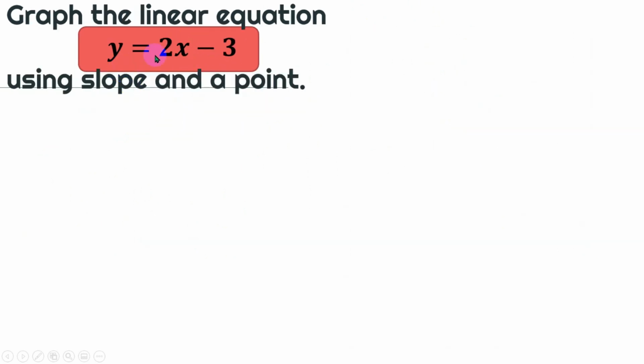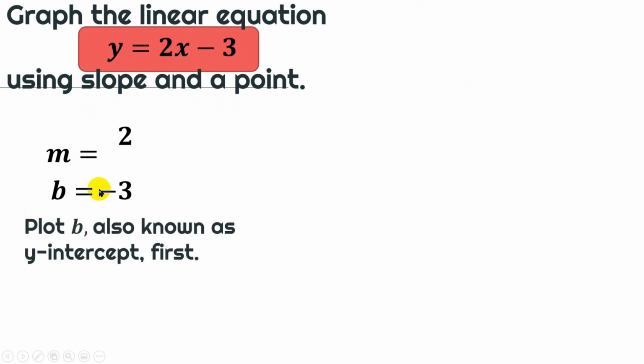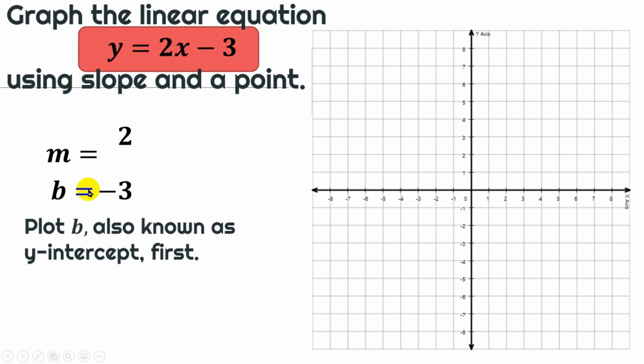We have here y = 2x - 3. So, let's find the slope again, that is positive 2, and our y-intercept, which is negative 3. Then, the first point we need to plot is our y-intercept, and that is negative 3. Where is the negative 3 of our y-intercept? So, here it is. We plot our point A there.